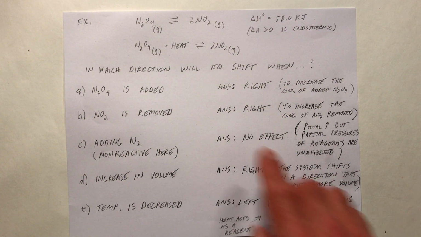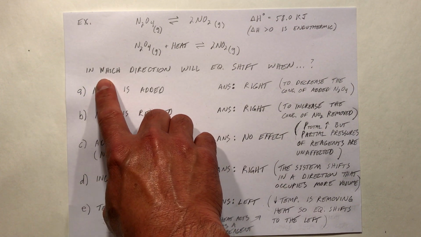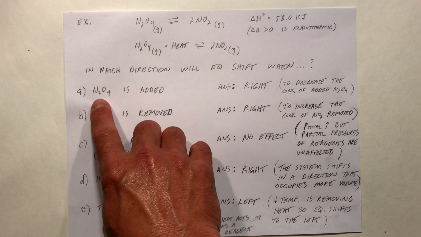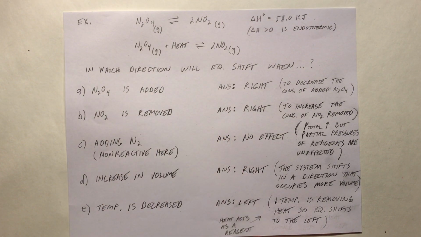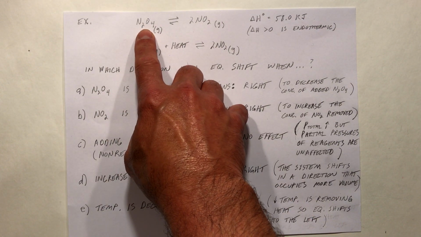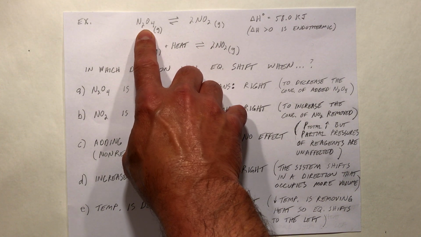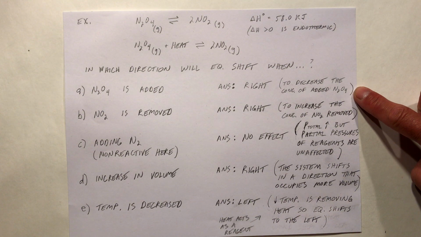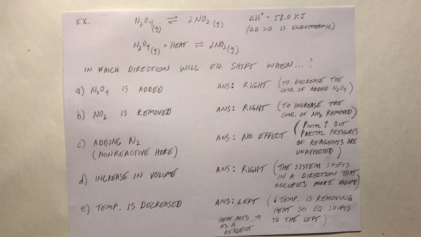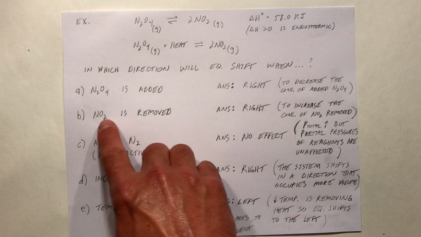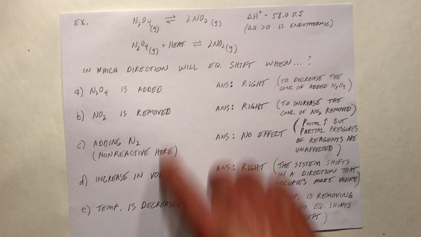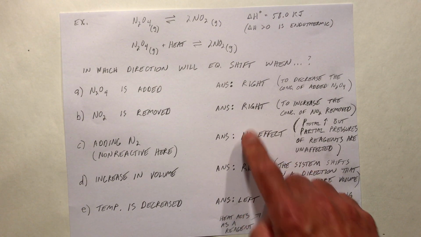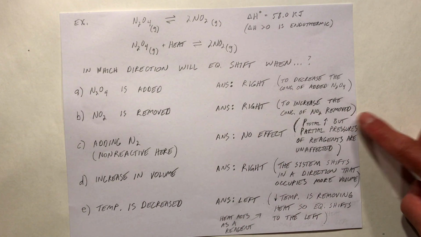And let's answer a bunch of questions in relation to in which direction will the equilibrium shift when A, N2O4 is added. Well, if we add a chemical to an equilibrium, it's going to shift away from that addition, so it would shift to the right. And that would be done to decrease the concentration of the added N2O4. What if we, B here, removed NO2? Well, then the equilibrium would again shift to the right to increase the concentration of the NO2 that was removed.